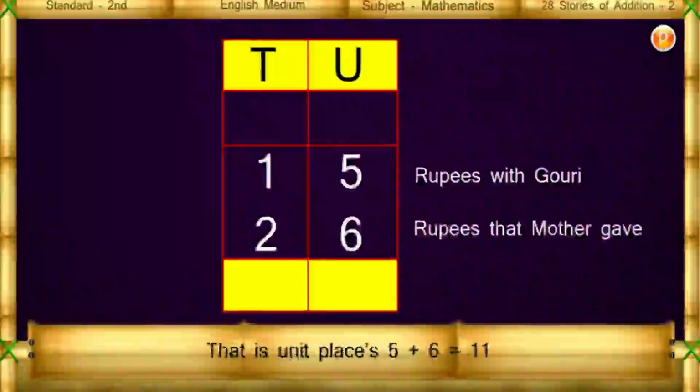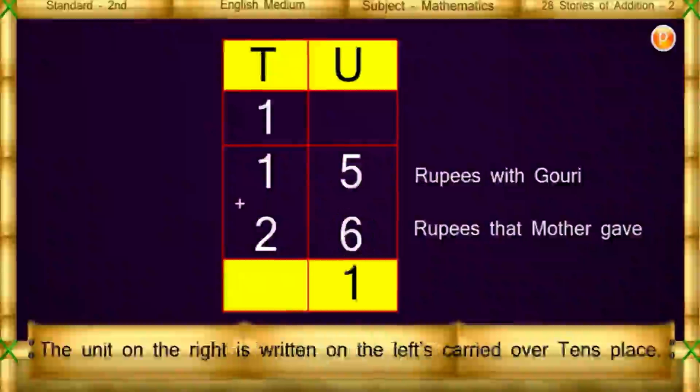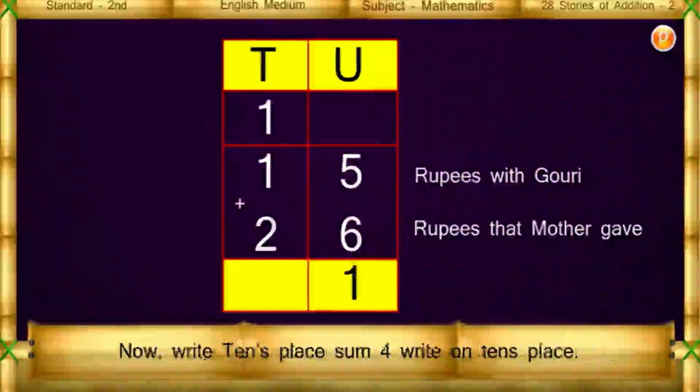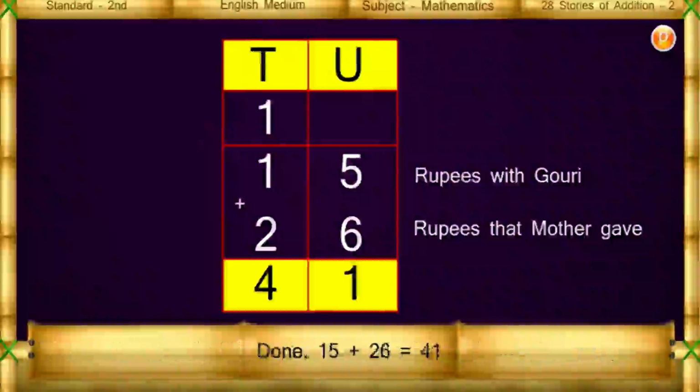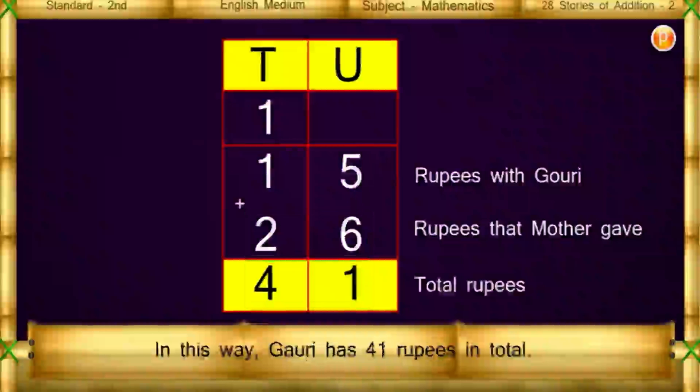This is the units place: 5 plus 6 equals 11. The unit digit on the right is written, and the 1 is carried over to the tens place on the left. Now, write the tens place sum, 4, in the tens place. Done. 15 plus 26 equals 41. In this way, Gauri has 41 rupees in total.